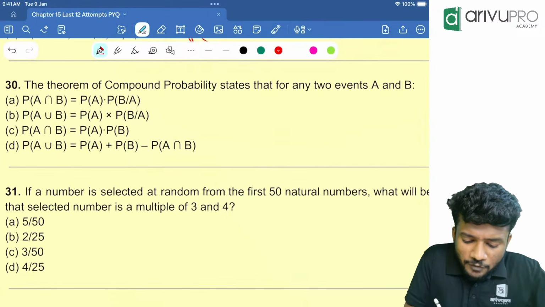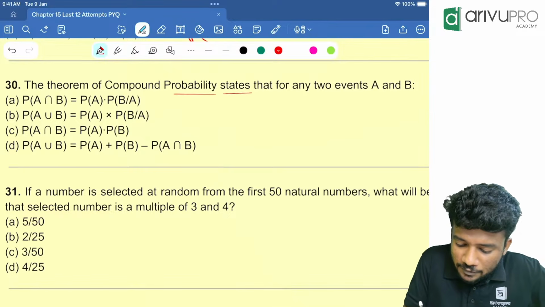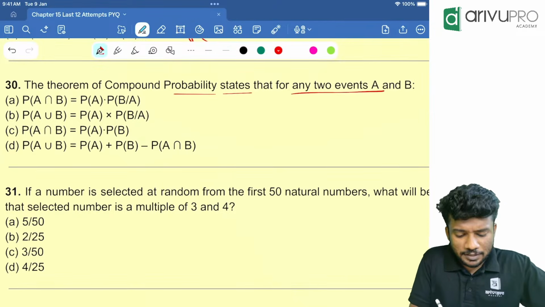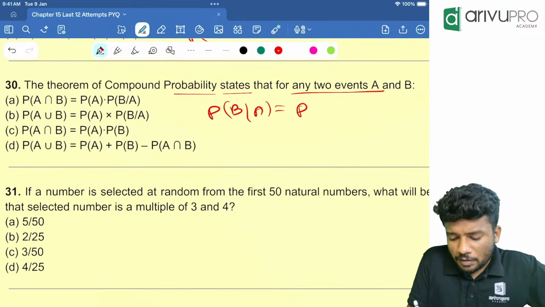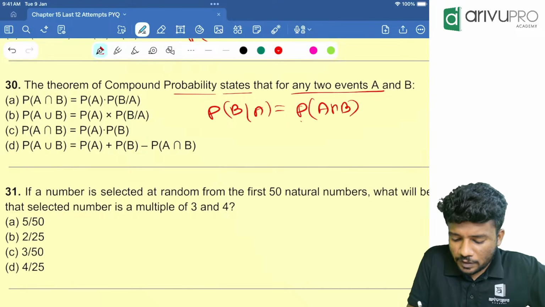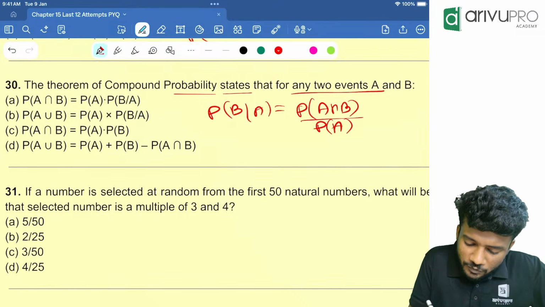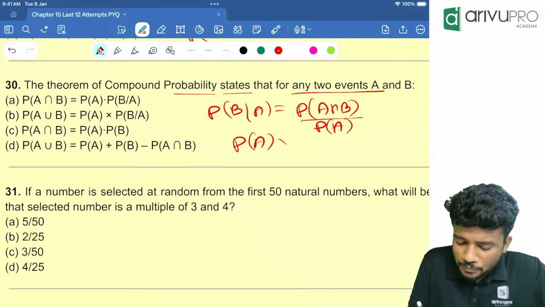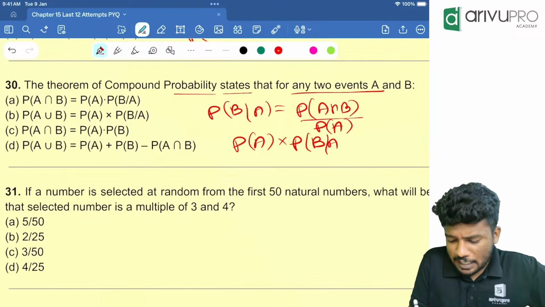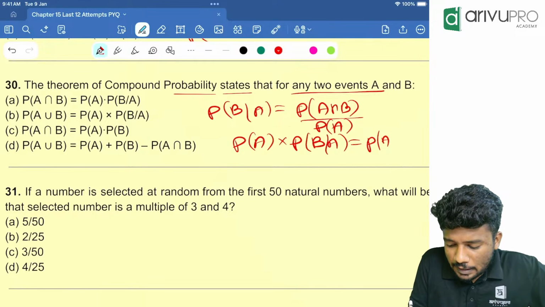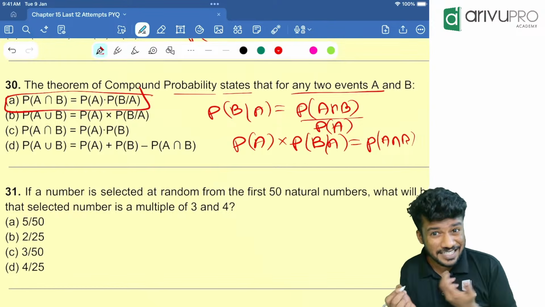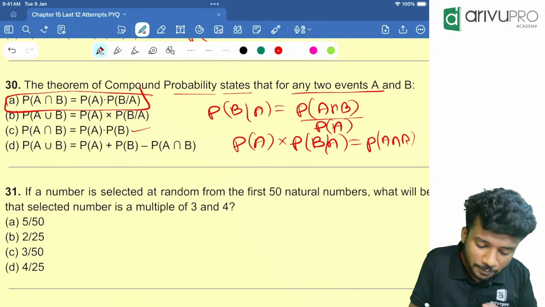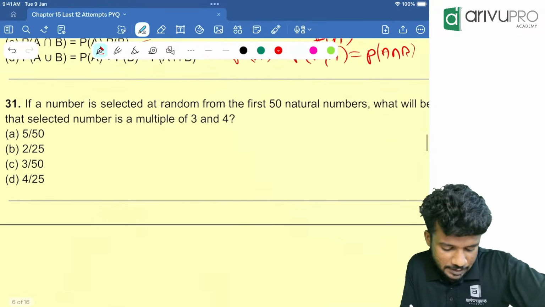Theorem of compound probability states that, for two events A and B, P of B given A is nothing but P of A intersection B divided by P of A. Cross multiply: P of A into P of B given A is equal to P of A intersection B. So option A is the answer. If it was mentioned independent events, the answer would have been option C. Yes. Next one.